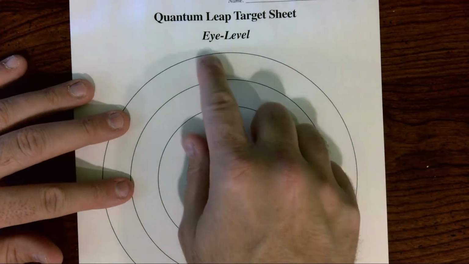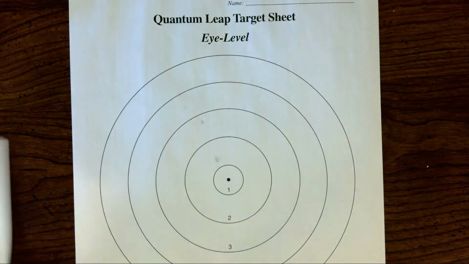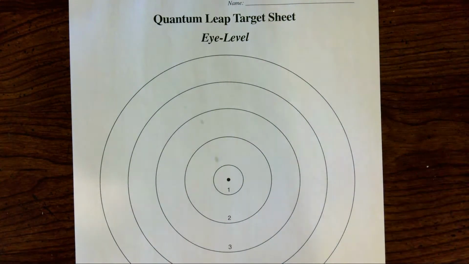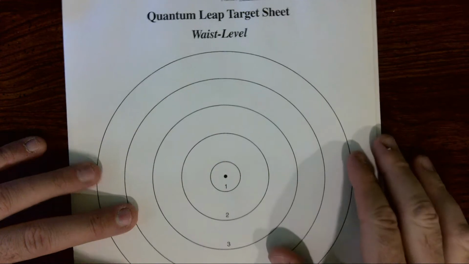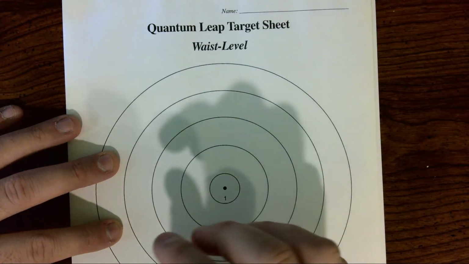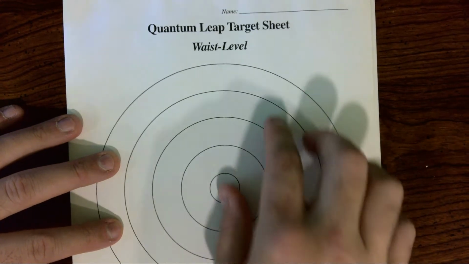Here we're doing it from eye level, so this is going to be a higher energy than this one when we drop it from waist level. We're going to drop the marble from waist level. And I will record us doing that, but I wanted you to see that.